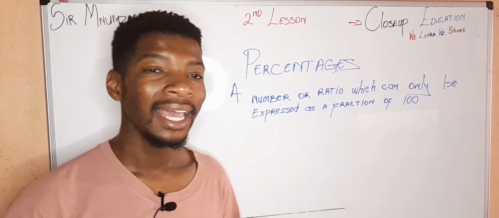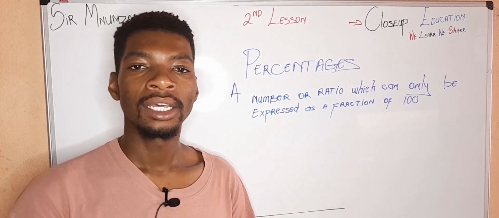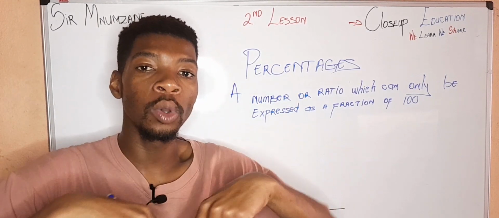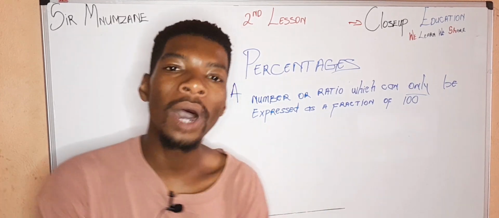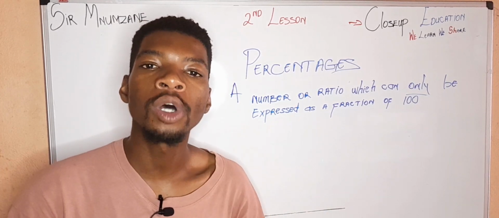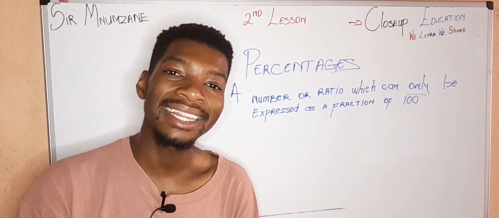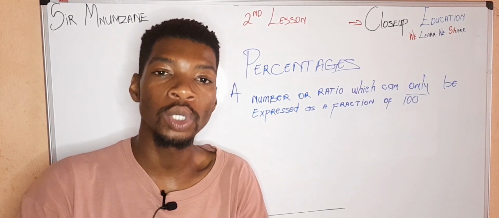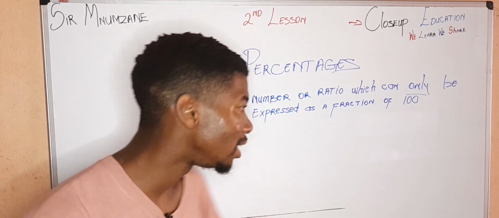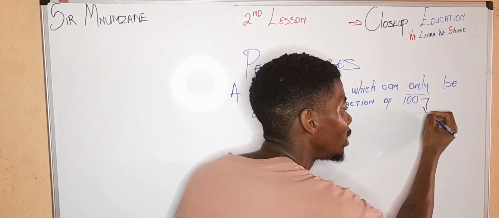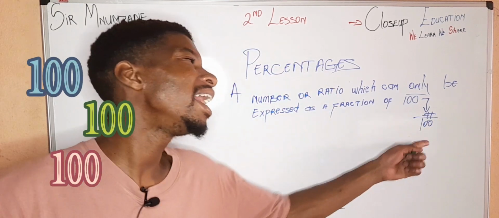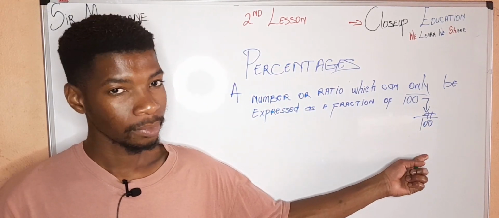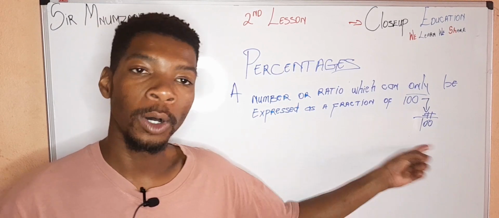What do I mean as a fraction of 100? If you watch a video I posted before this one, you would understand what a fraction is. Why is it a fraction of 100? Because it always has 100 at the bottom when you are calculating it using a fraction like this. Always 100 at the bottom.